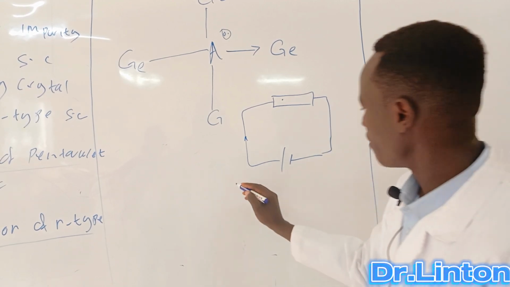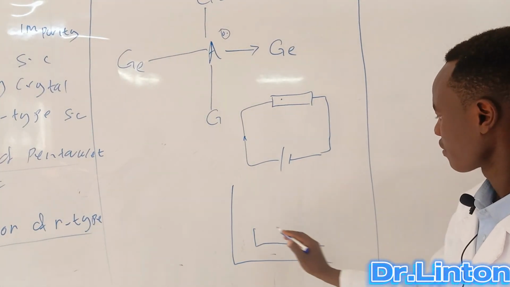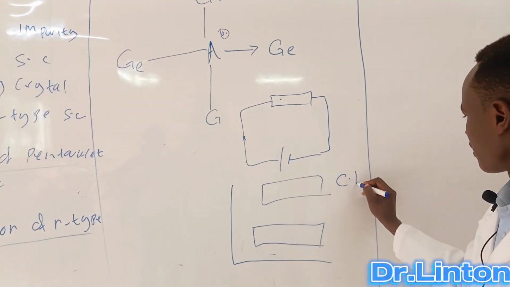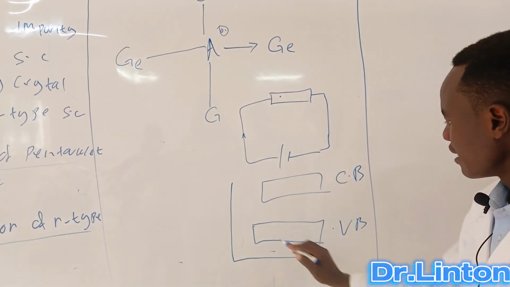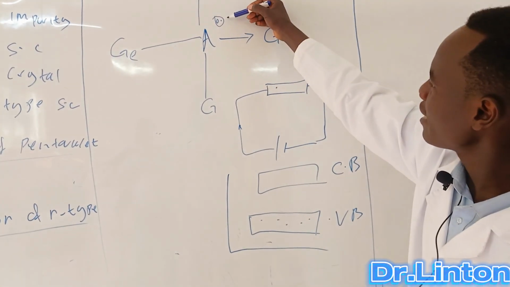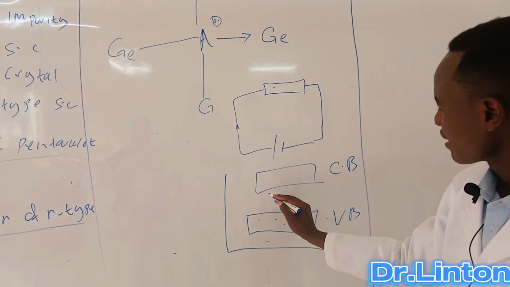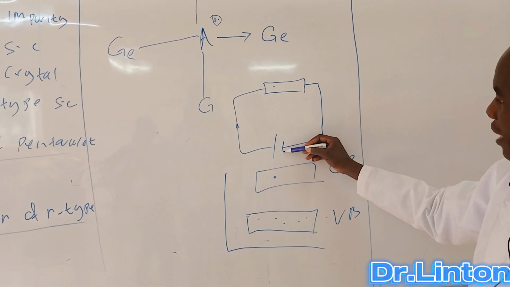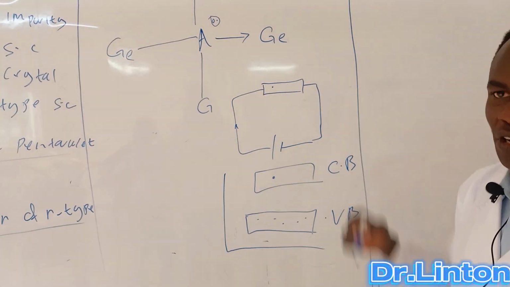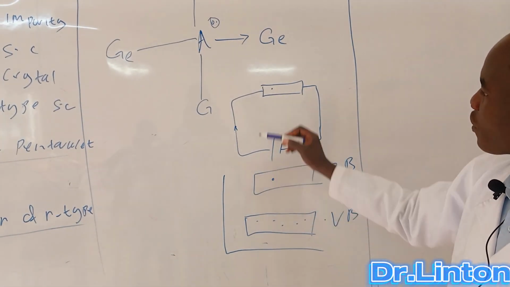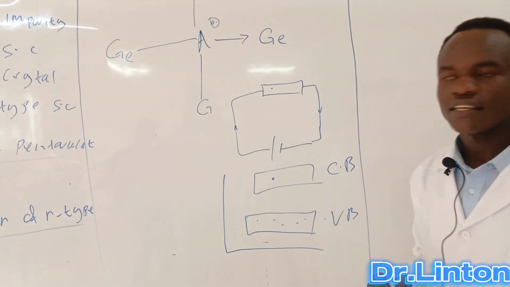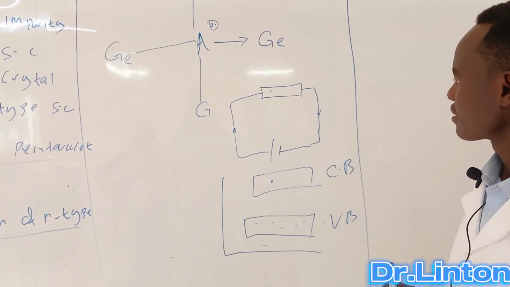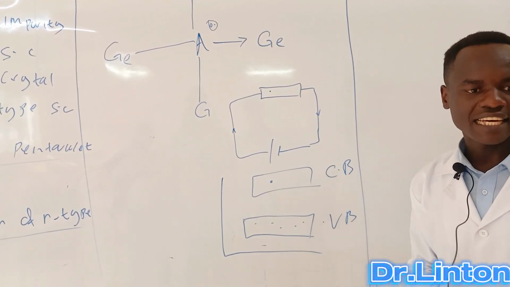If we draw the band diagram, this is the conduction band. This is the valence band. Here, there are electrons, but the 1 electron of arsenic is around in the conduction band, meaning that when a voltage is applied to this semiconductor, the current conduction is available. We can measure some current, and this is the formation of an n-type semiconductor.